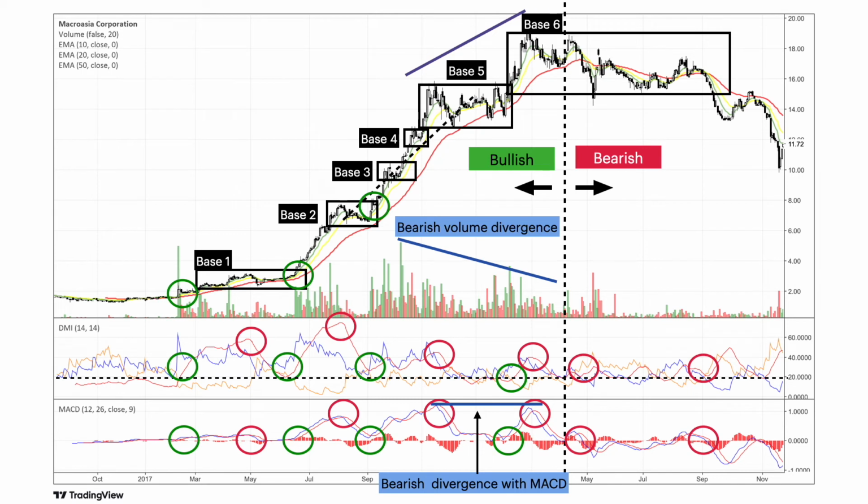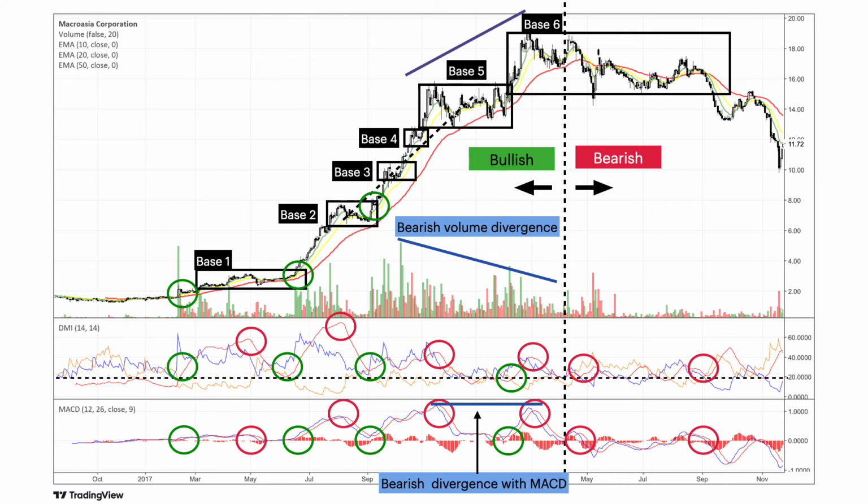Now here's another chart. The price formed 6 bases on the way up. Every time moving averages give a bullish crossover, there's also a bullish crossover in the MACD, and the positive DI is above the negative DI, and the ADX is pointing upward. And every time there's a price breakout, it has to be accompanied by volume, and also it has to be accompanied by buy signals from the MACD and the DMI indicators.